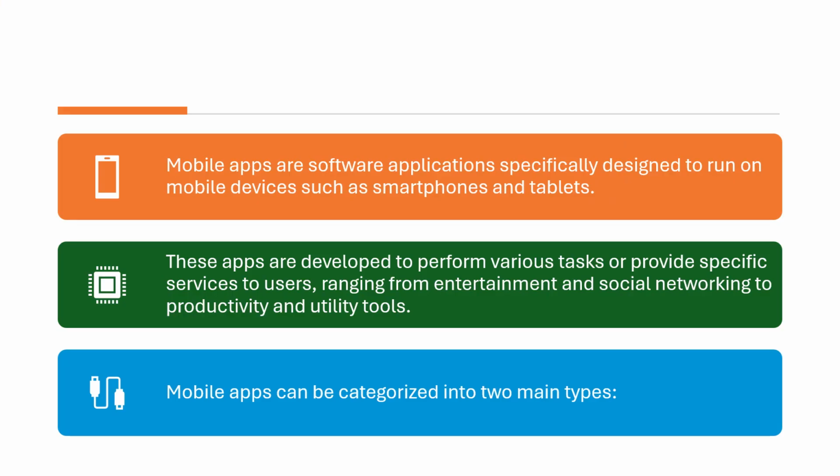So mobile apps are basically software applications specifically designed to run on mobile devices such as smartphones and tablets. And these apps are developed to perform various tasks, providing specific services to users, ranging from entertainment, social networking to productivity and utility tools. Mobile apps can be categorized into two main categories, that is native apps and web apps or hybrid apps, which I'll go into detail now. But basically, it's just a piece of software which runs on your mobile.